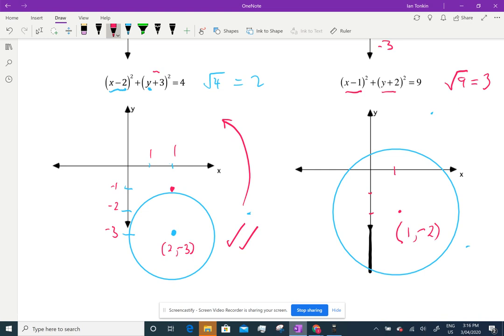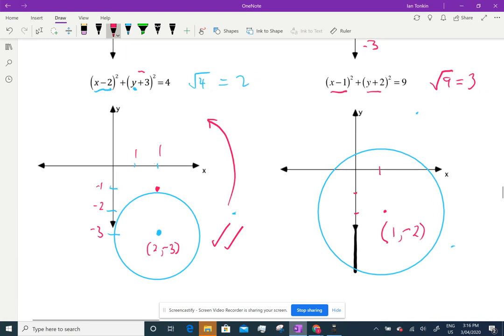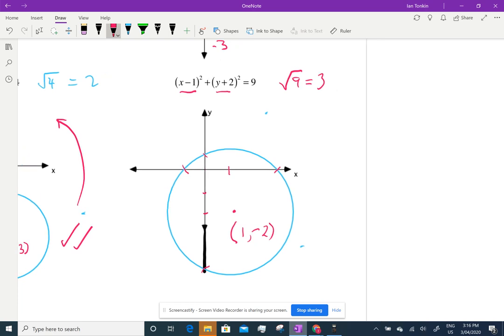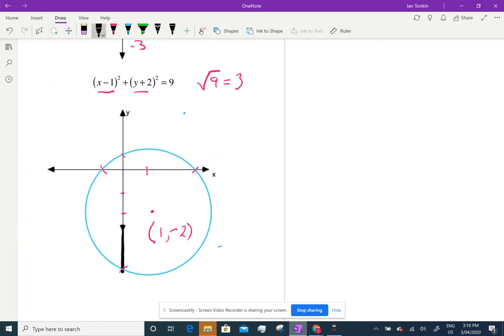Now, if you want to get full marks for this, you need to find these points. That one, that one, that one, and that one. They're the x and y intercepts. Now here's where you need to develop a little bit of algebra. So how do I find the y intercepts? I let x equal 0.